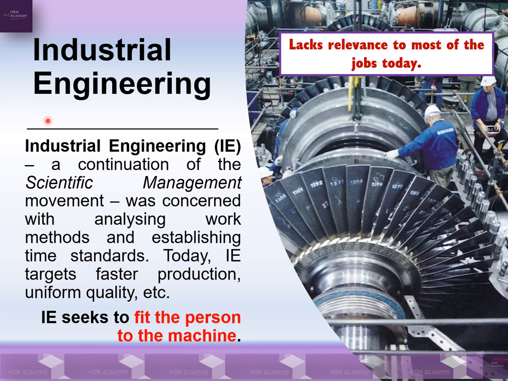Now, to those of you whose major is outside business and management, industrial engineering, in fact, is a continuation of the scientific management movement, also known as Taylorism. Taylorism, or scientific management, was mainly concerned with analyzing work methods and establishing time standards. Today, the so-called industrial engineering targets faster production, uniform quality, and so forth. Overall, the industrial engineering method seeks to fit the person to the machine. That is exactly why, even though many companies continue to use this approach today, many specialists believe that industrial engineering lacks relevance to most of the jobs today.